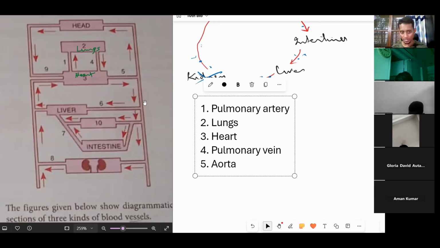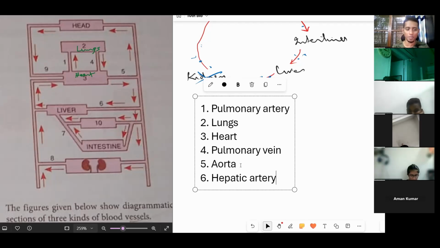See where the blood is going now? One artery goes to the liver. Another artery goes here. Another artery goes to the intestines. Okay. So what's number six? Let's see number six. It's going to the liver. Hepatic artery. Hepatic means liver, right? And it's going to the liver, so hepatic artery. Next.